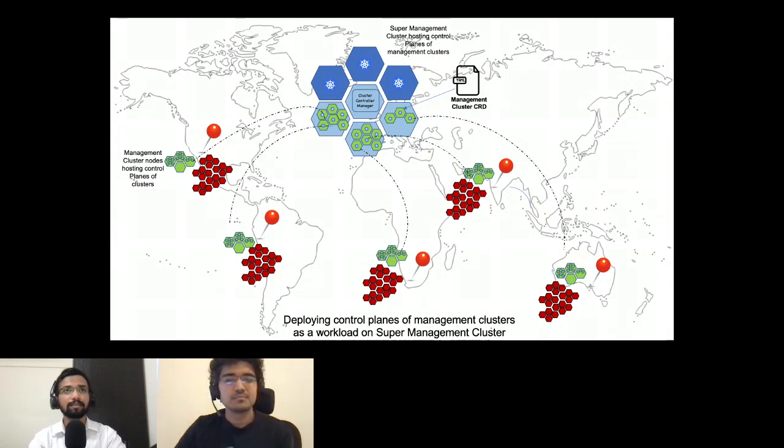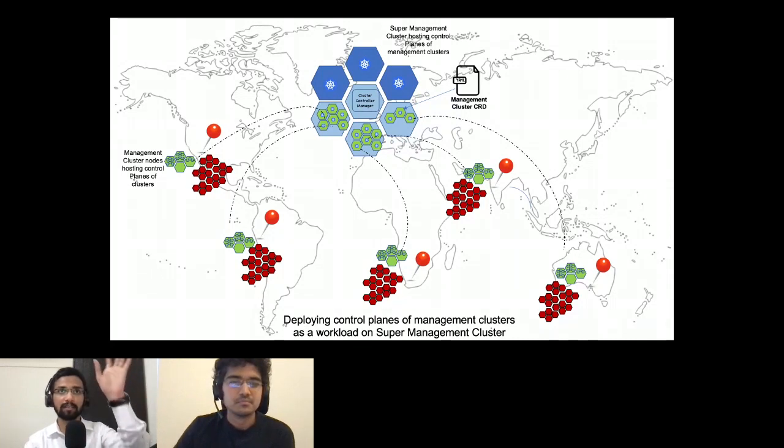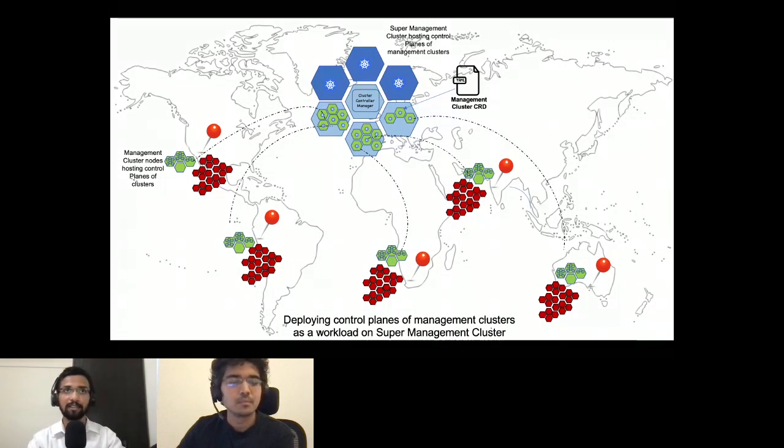Okay. I think this proposal is also pretty good. So, if I understand this correctly, the cluster CRD and the machine CRD that we were speaking about in the previous slide will now be created in the super management cluster, because the cluster controller manager is also running there. And even these management clusters will be represented as management cluster CRDs in our super management cluster, correct? Yes, that should, I think, solve the race issue, hopefully.